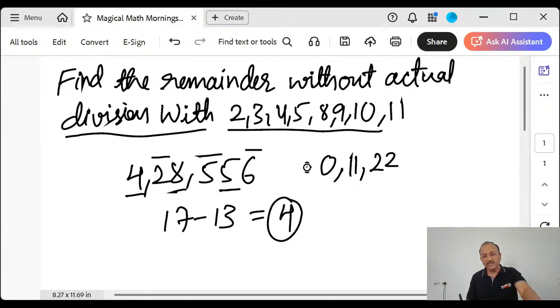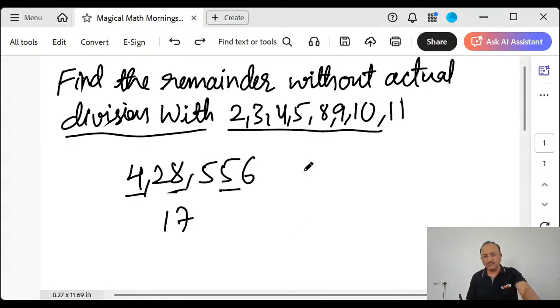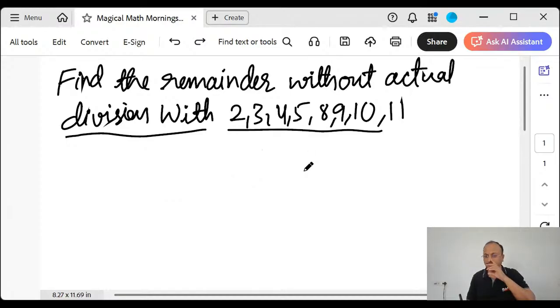Now shall we practice some questions to find the remainders without actually dividing? This trick normally is a little tedious when we have to divide numbers by composite numbers, like 12, 15, 18, 24 and all. So we'll restrict only to these things.